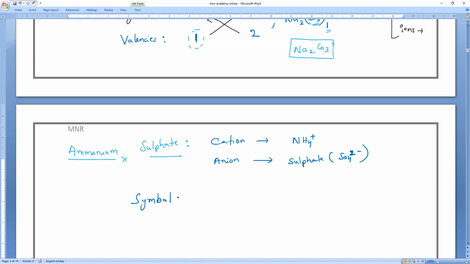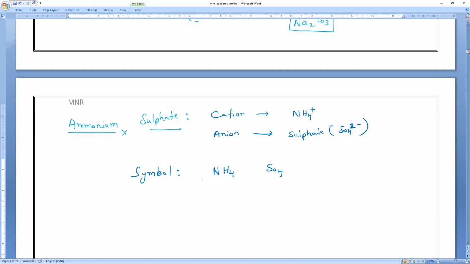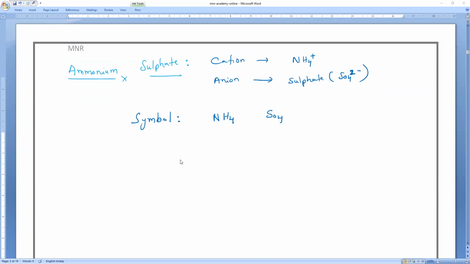Make it quick and tell me what the symbols are. NH4 ammonium and SO4 sulfate. What is the name of this one? Ammonium sulfate. Understand? Anybody having any doubt, you can ask me. There is sound disturbance, so mute yourself.